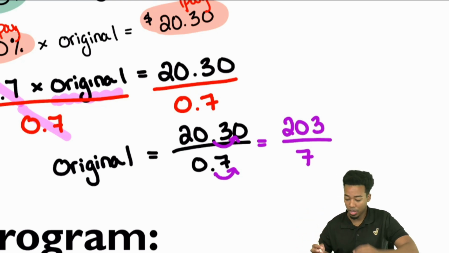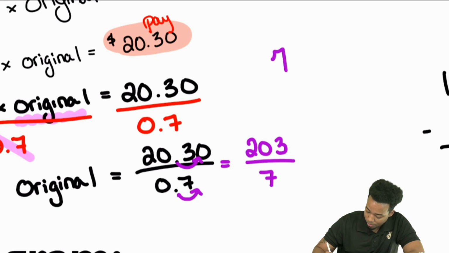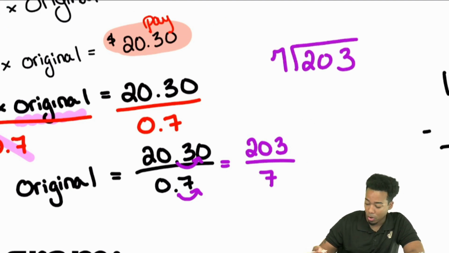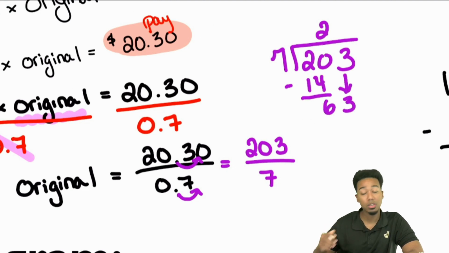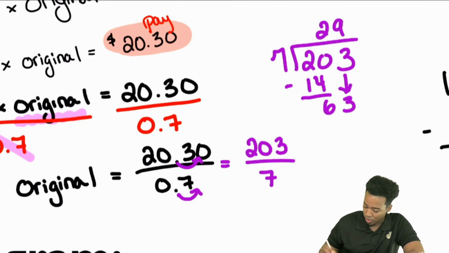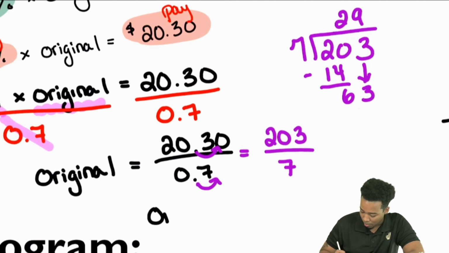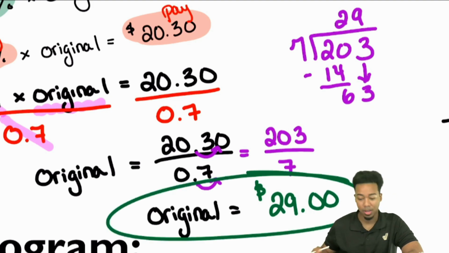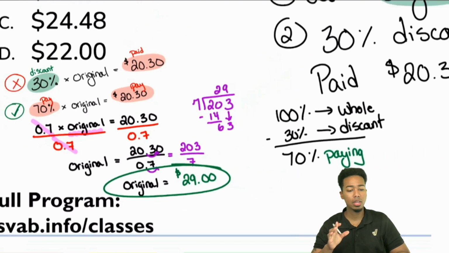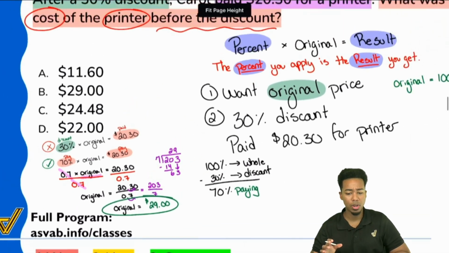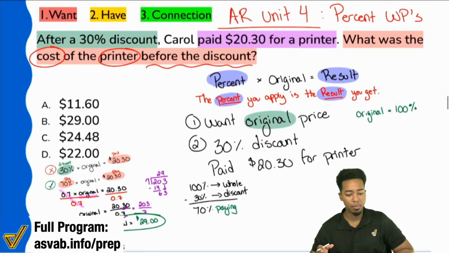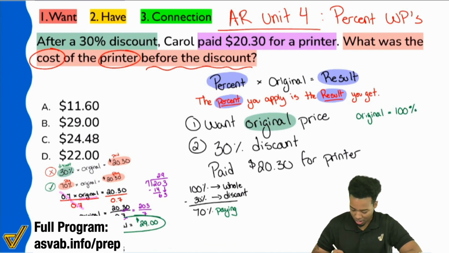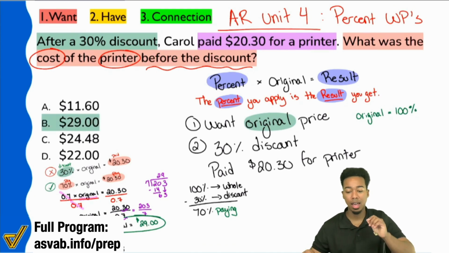So once you have that, you'll just do 7 going into 203. 7 goes into 20 2 times. Subtract the 14. Then you have 63. 7 goes into 63 9 times. And so you have yourself 29. So the original amount equals $29. Right there. And that's how you have it. And again, that was just a quick way to handle decimals. So that way you're not doing the same thing over and over again. But there you have it. And your final answer will be B, $29.